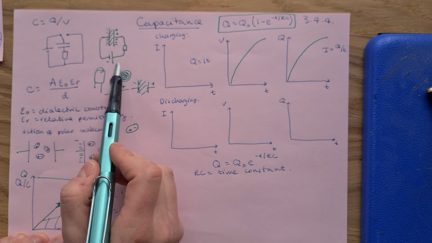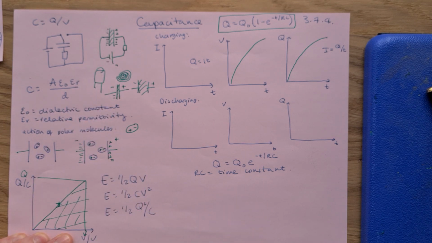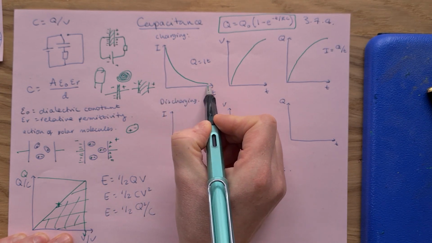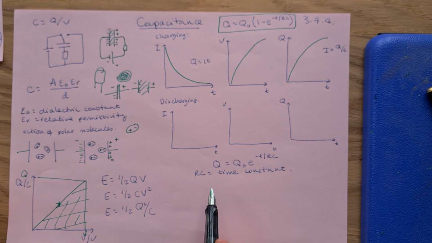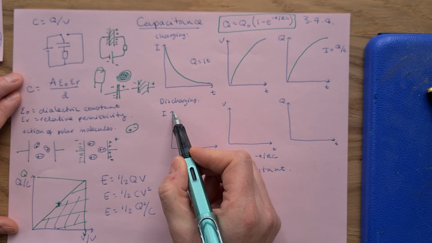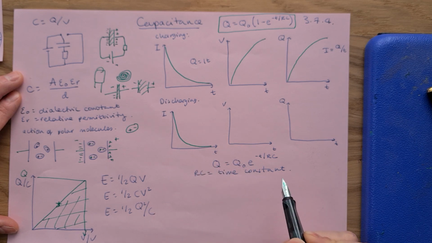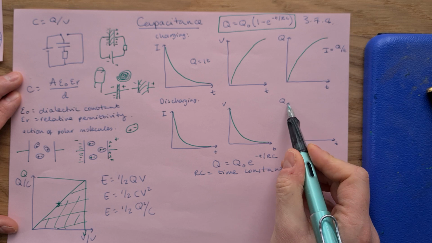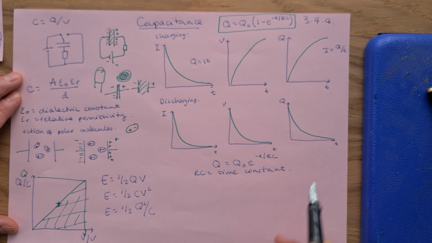Initially with all these capacitors, when you plug them in, loads of current will flow, but eventually current will stop flowing once the capacitor has got the amount of charge it can store for that potential difference and no more. So we get a graph that looks like this, exponential decay. Discharging is the same. All three graphs look the same for discharging, because the current decays exponentially with time, the potential difference across the capacitor decays exponentially, and the charge on the capacitor decays exponentially.